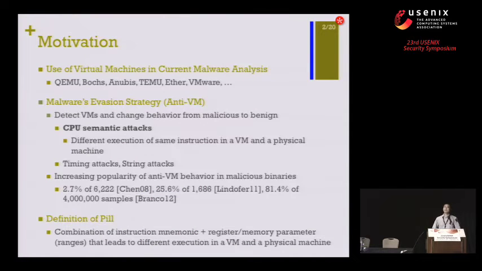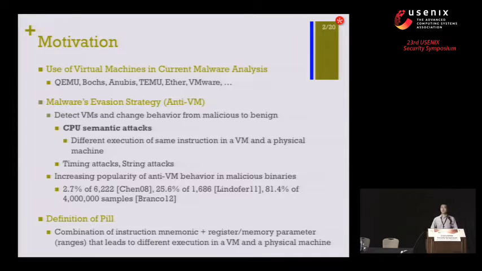Current malware analysis heavily uses virtual machines for dissecting malicious software. For example, QEMU, Bochs, Ether, and many others. The malware authors also know this fact, and they want to detect the virtualization and escape from the virtual machines. Upon the detection of virtual machines, the malware can change their behavior from malicious to benign, escape the virtual environment, and even crash the virtual machines.